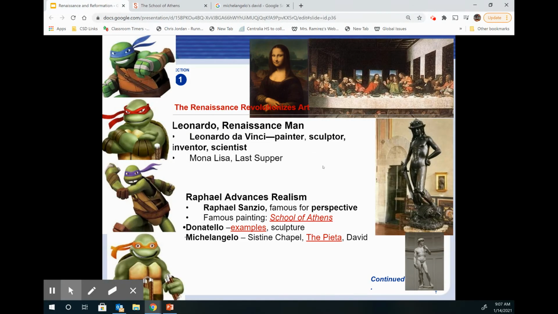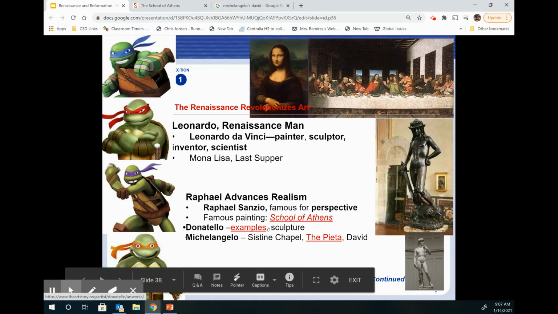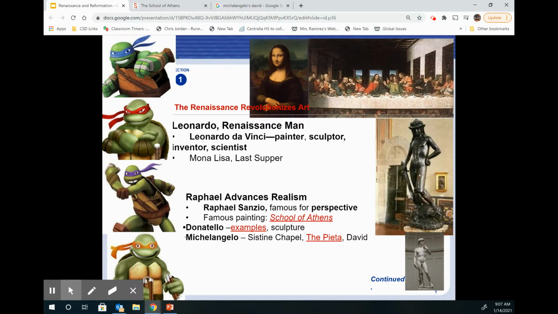Okay, I'll go back to here. So Donatello was focused primarily on sculpture, and this David piece is one of his most recognizable pieces. He also liked to sculpt angels and cherubs. He did a lot of work for St. Peter's Basilica, and probably the most consistent works that he does are angels and cherubs and sculptures like that.